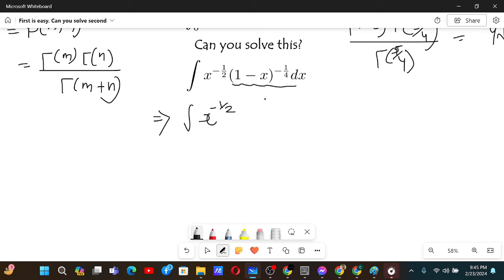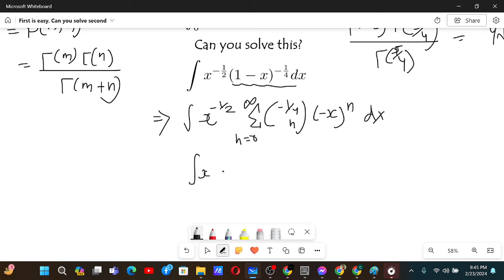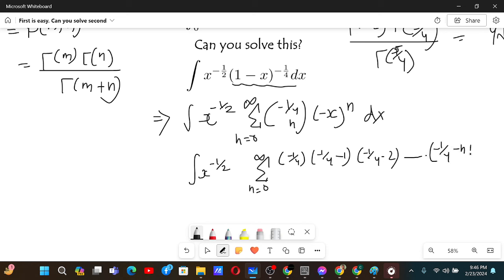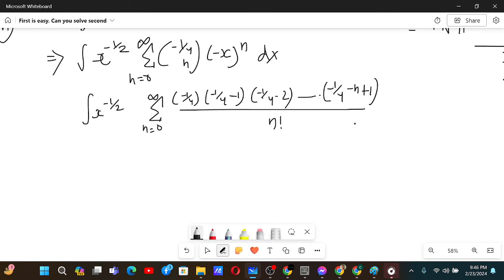Now this will just be the sum from n equals 0 to infinity of minus 1 by 4 choose n. That means I can write this the other way: minus 1 by 4 choose n and then minus x to the power n, dx. Now this can be written as x to the power minus 1 by 2, going from n equals 0 to infinity. This can be written as minus 1 by 4, minus 1 by 4 minus 1, minus 1 by 4 minus 2, and goes on to minus 1 by 4 minus n plus 1, by n factorial. And then minus 1 to the power n, x to the power n dx.